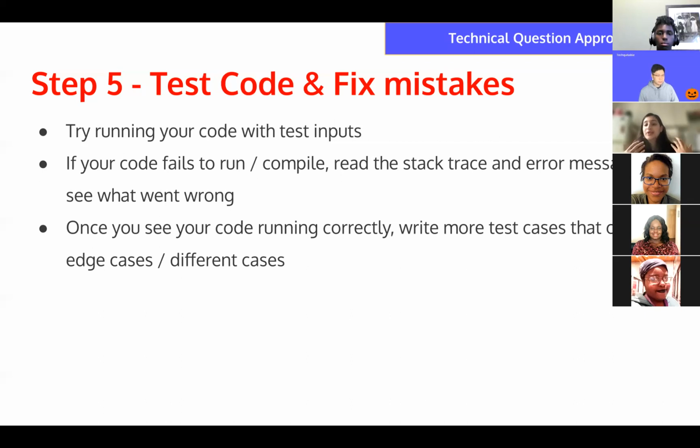And then, of course, when your code does run correctly, you can think about how you can write even more test cases or edge cases to consider your different inputs and how your algorithm will deal with them, and make updates if necessary.